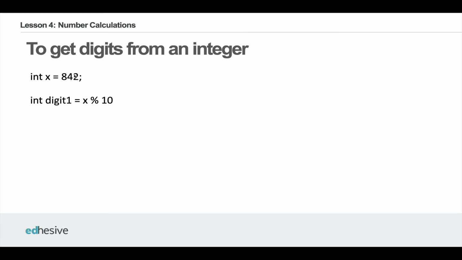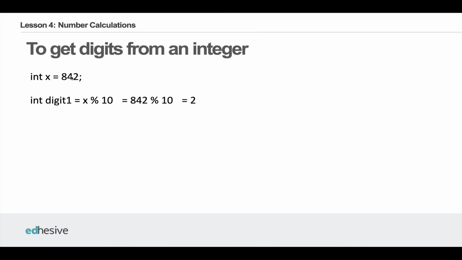To get the first digit here, this 2, all I have to do is take x modulus 10. So digit 1 is x modulus 10. Well, what does that mean? That means 842 modulus 10. If I'm thinking about the meaning, that means if I divide 842 by 10, what is the remainder? Well, 10 goes into 842 84 times, and the remainder is 2. Actually, when you modulus 10, you're always going to get the last digit here. So that gives me that digit 1, that's the first digit.